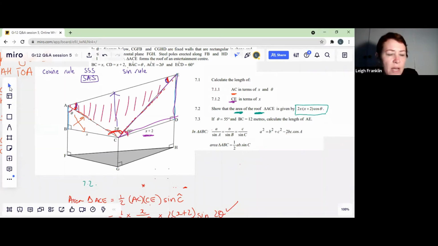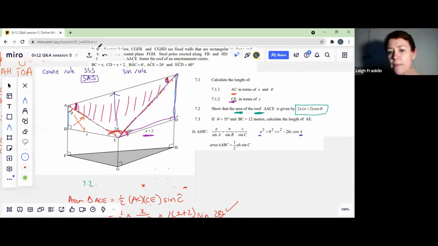Okay, so the cosine rule works as follows. This side here that's called a squared is the side opposite the known angle. So side little a is opposite angle A. So in this case, our little a is side AE. Our angle A is this angle here at C, this one that's called 2 theta. B and C are the other two sides.